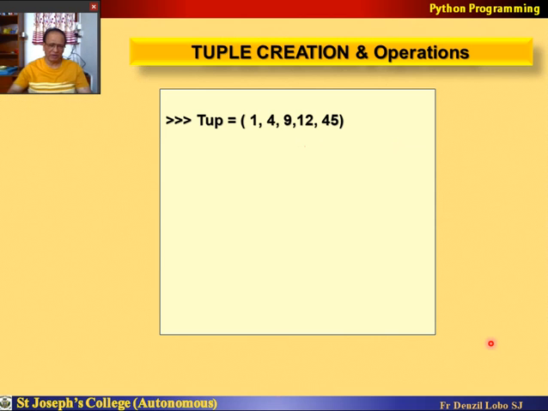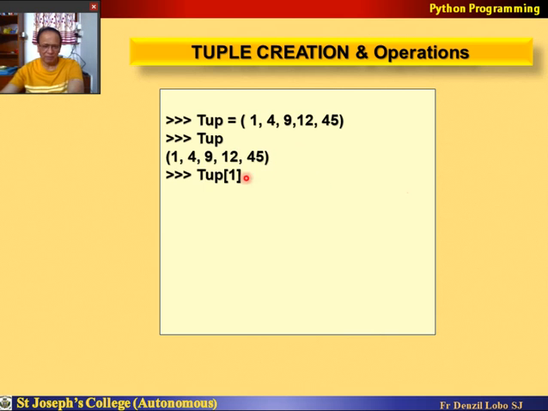Let us see tuple creation and operations. We already know this is one way of creating a tuple: just put some numbers, separate them by commas, and then put them inside braces like this. If you print the tuple, as you see here, it doesn't give a square bracket, it gives this kind of bracket. So tuple 1, naturally index 1, is going to give you 4. Tuple 3, index 0, 1, 2, 3, is supposed to give you 12.